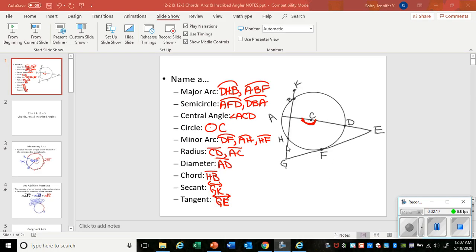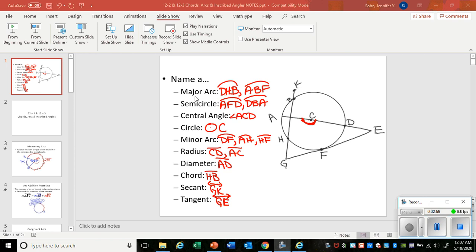So what is the difference between minor arc and major arc? Minor arcs measure less than a semicircle and are represented by two endpoints. So this minor arc is less than a semicircle, because a semicircle is always half of a circle. So we only use two endpoints, like D, F, A, H, H, F. Those are minor arcs. Only use two endpoints, and it's less than a semicircle.